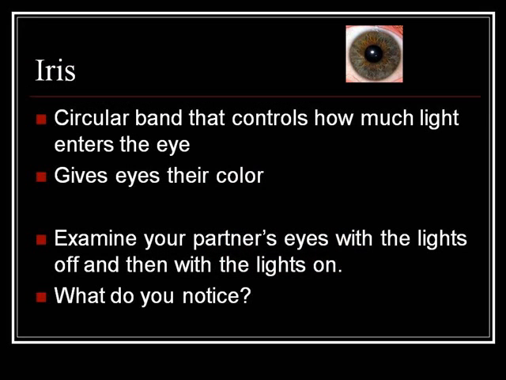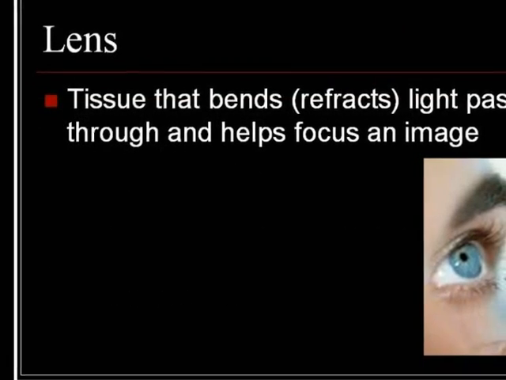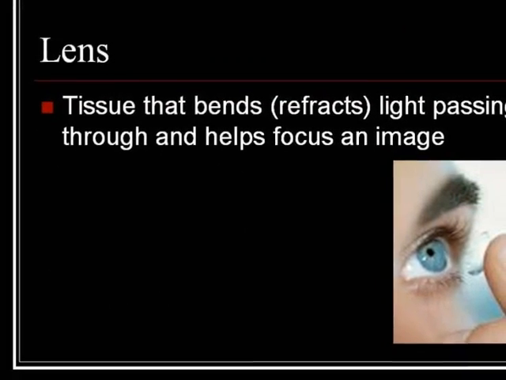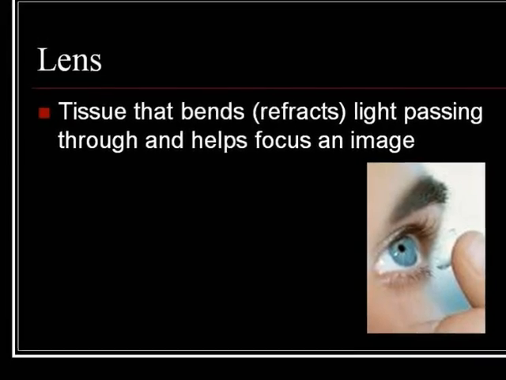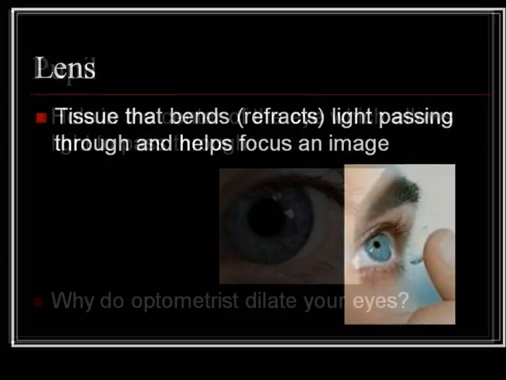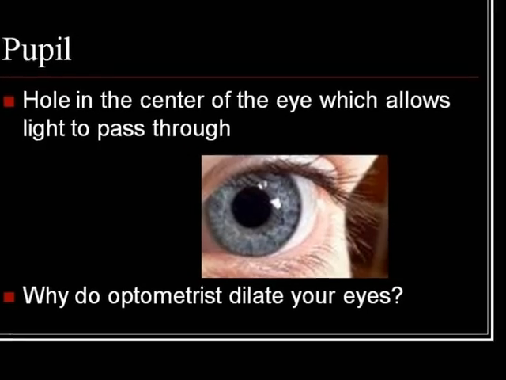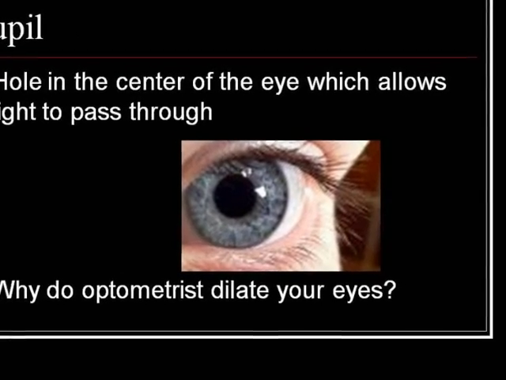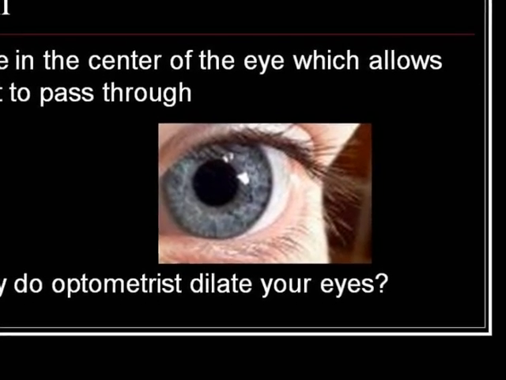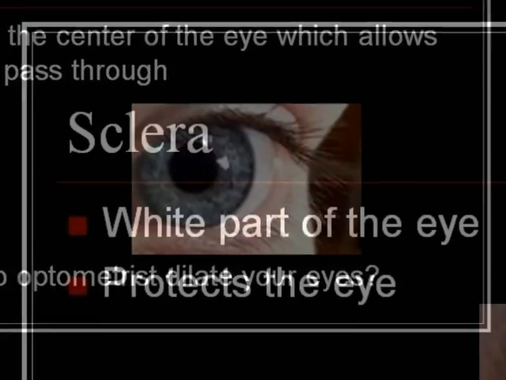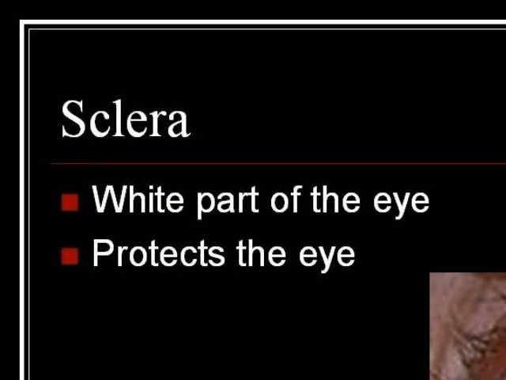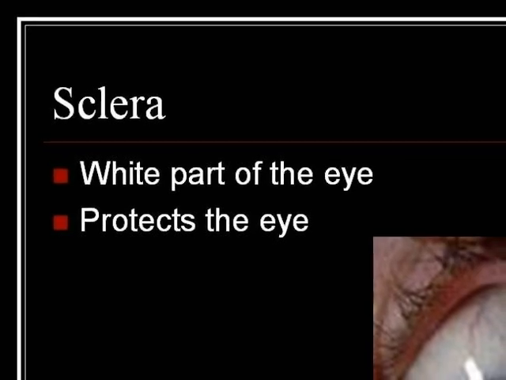The iris is the circular band that controls how much light enters the eye, and it gives eyes their color. What color are your eyes? The lens is tissue that bends or refracts light passing through and helps focus an image. The pupil is a hole in the center of the eye which allows light to pass through. The sclera is the white part of the eye, and it protects your eye.